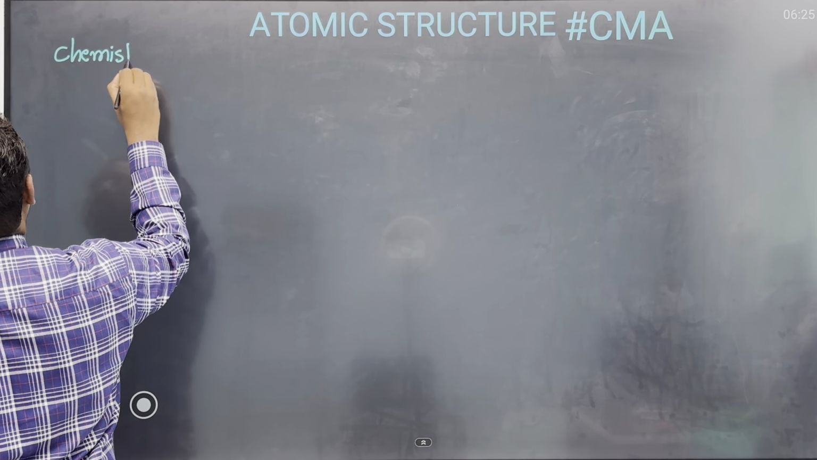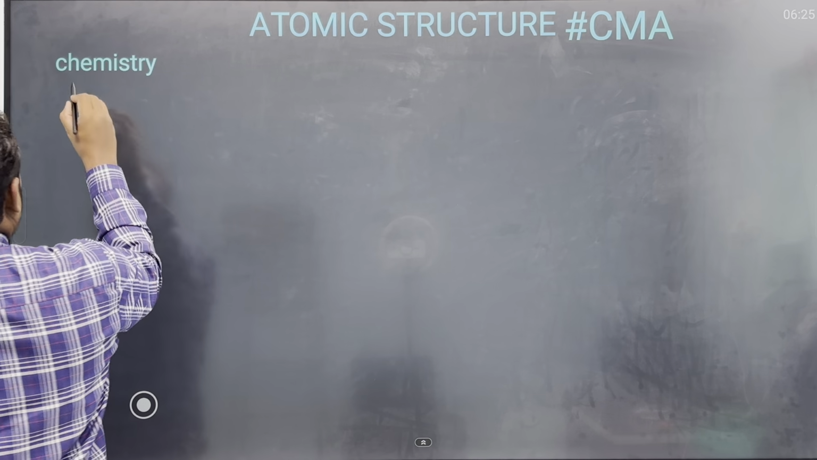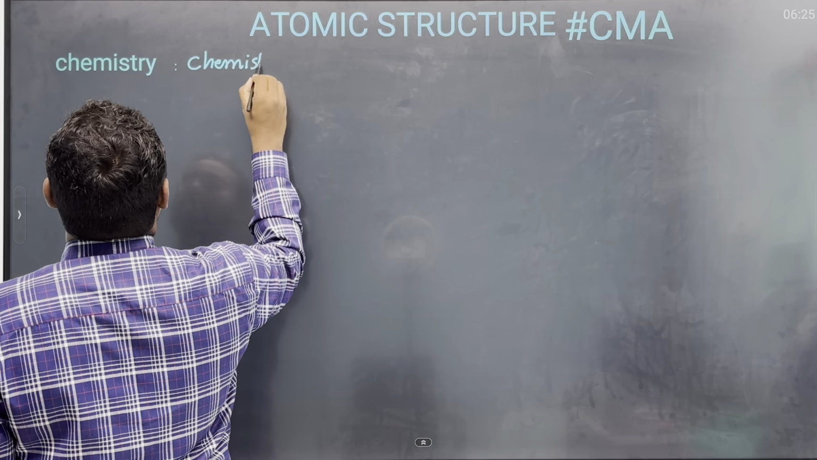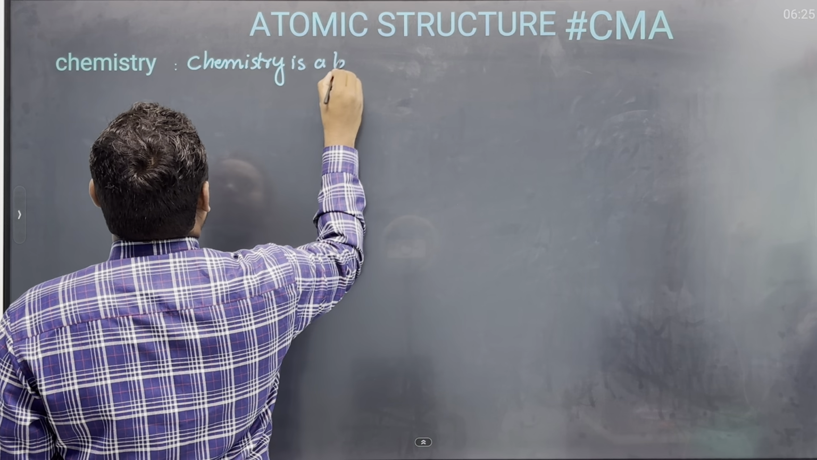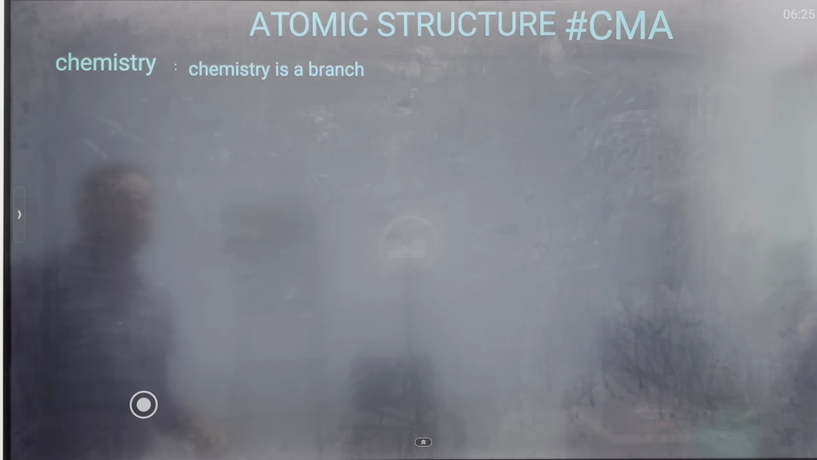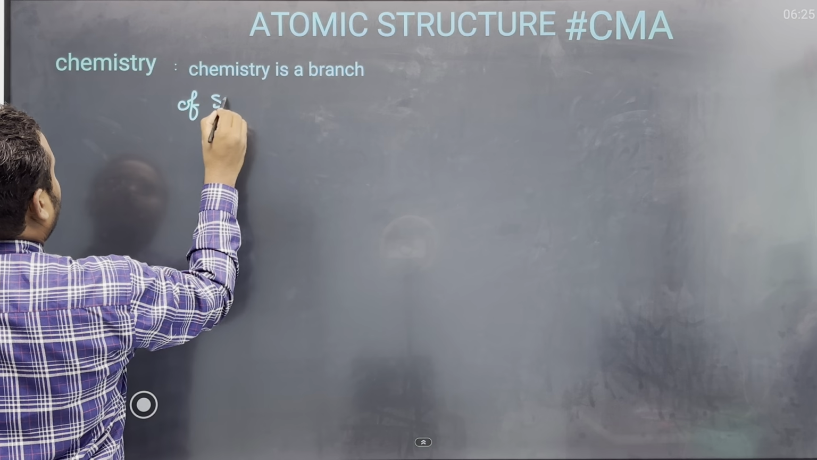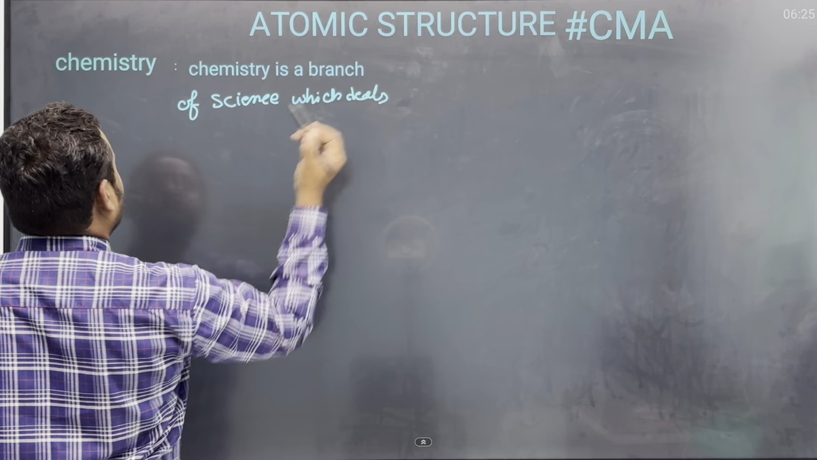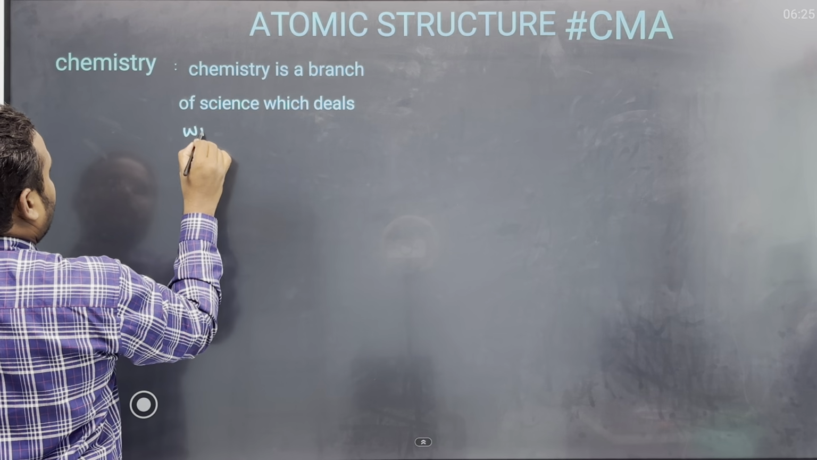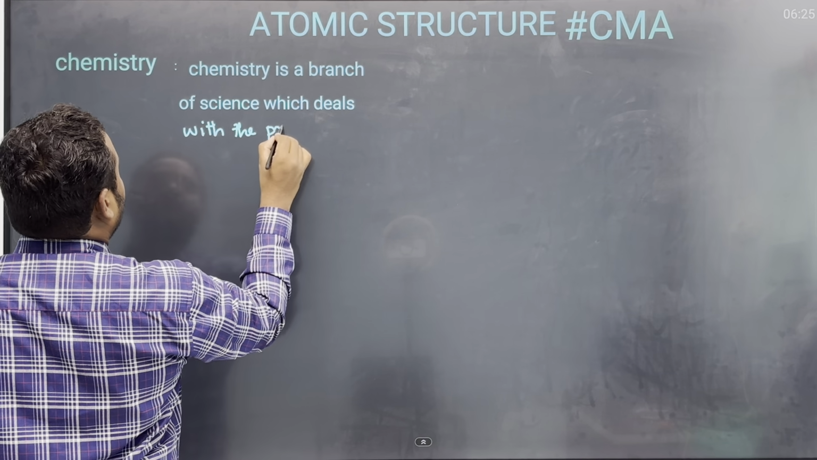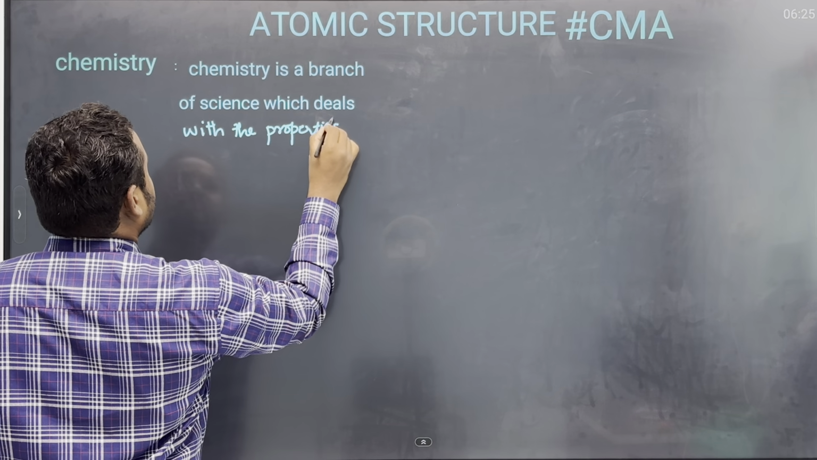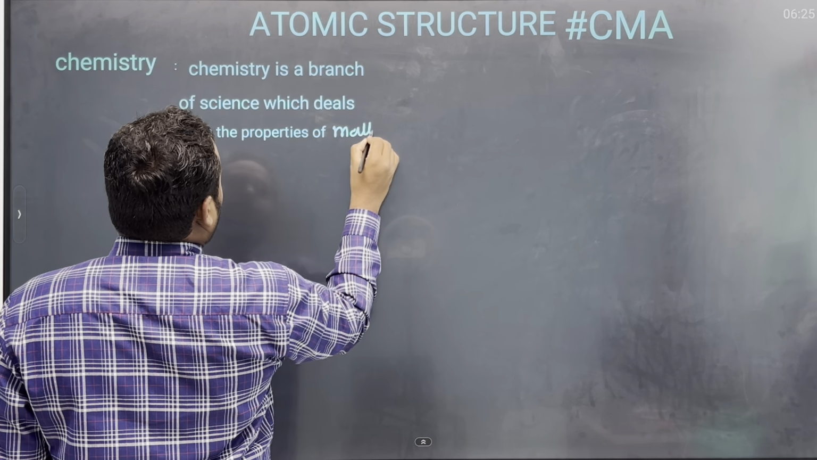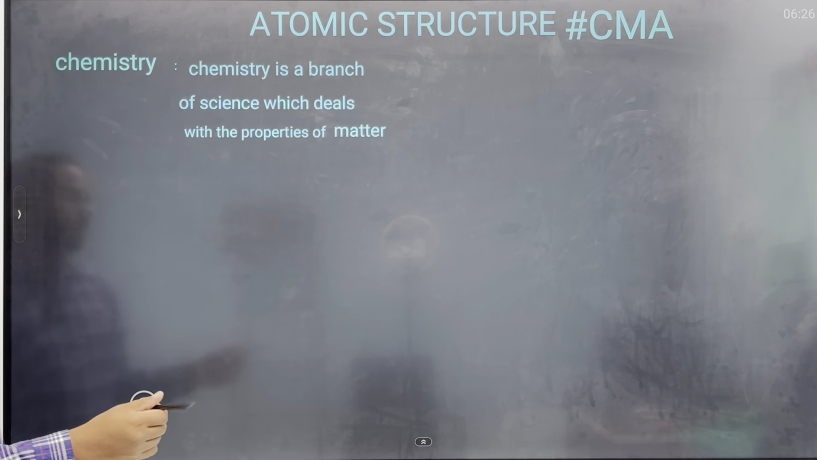Chemistry is a branch of science which deals with the properties of matter. The properties of matter. Okay, so it deals with the properties of matter.